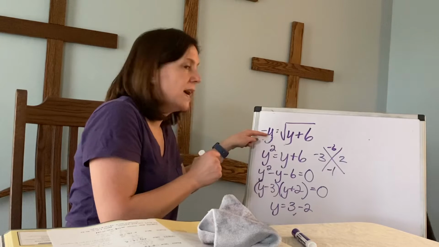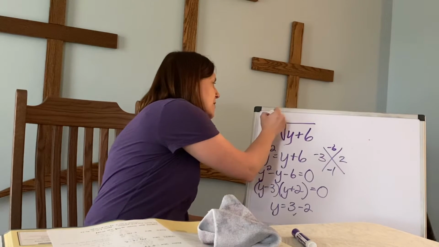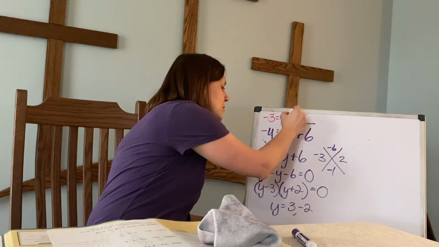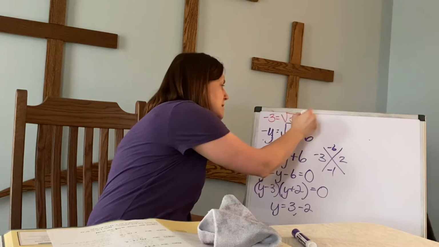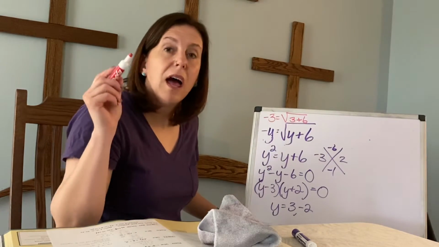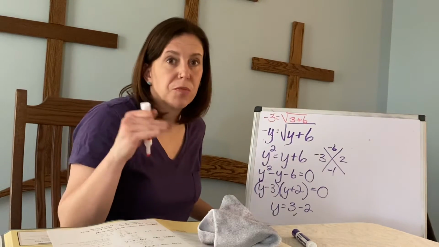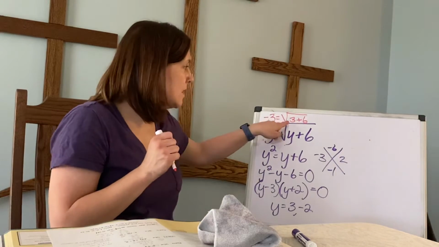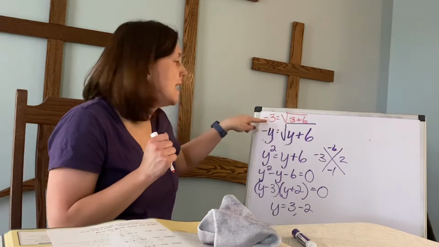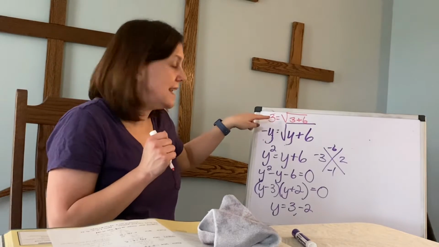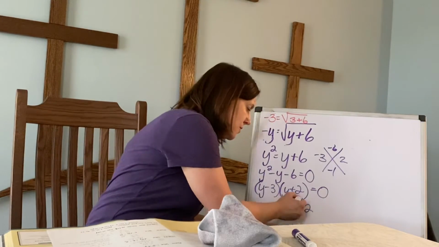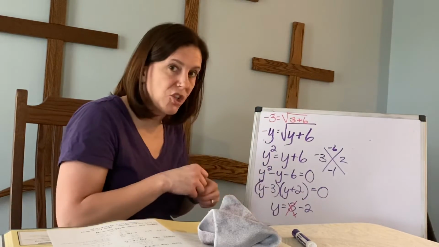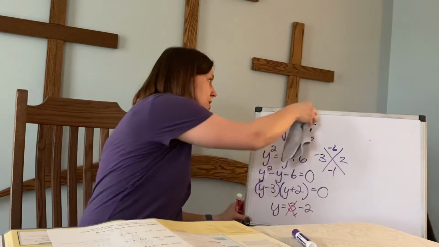So if I say y equals 3, that means I get negative 3 on this side is the square root of 3 plus 6. And again, I need to remember my definition of principal roots here. Square root of 9 is positive 3, not negative 3. I'm going to cross that one out. That one does not check out when I check it in the original equation.